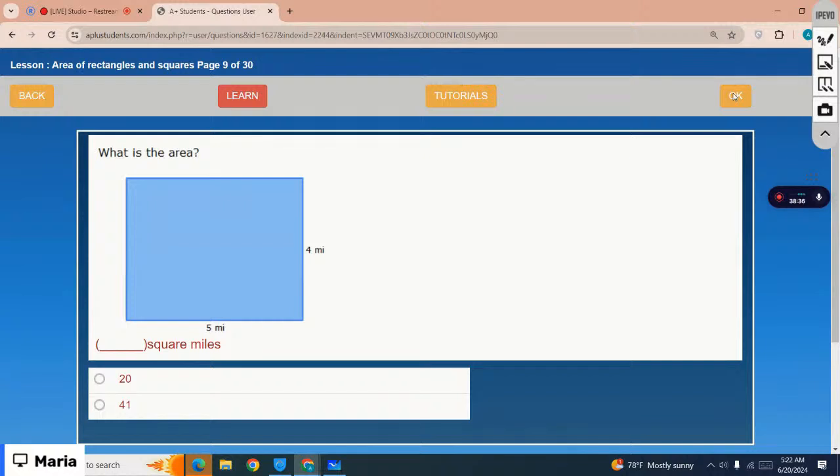Yes, the correct option is 20 square miles. Option number 1 is the correct option.